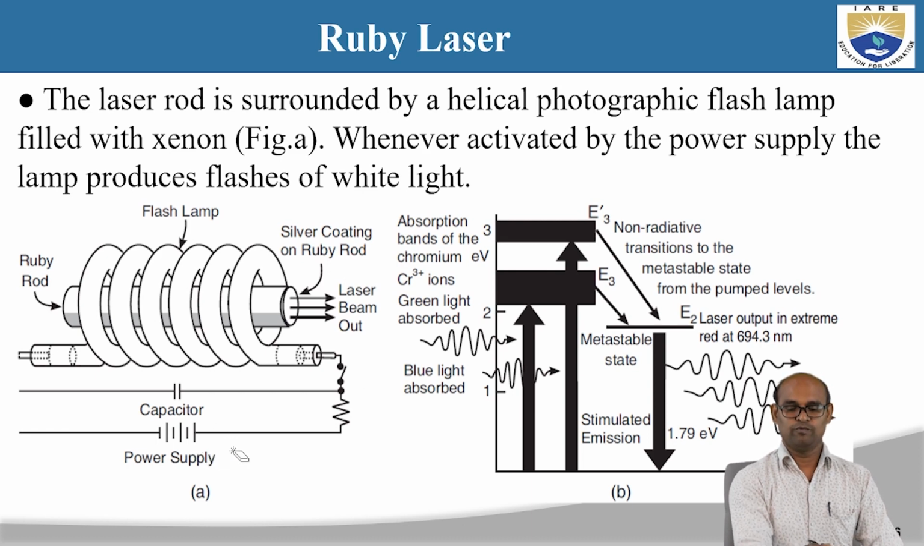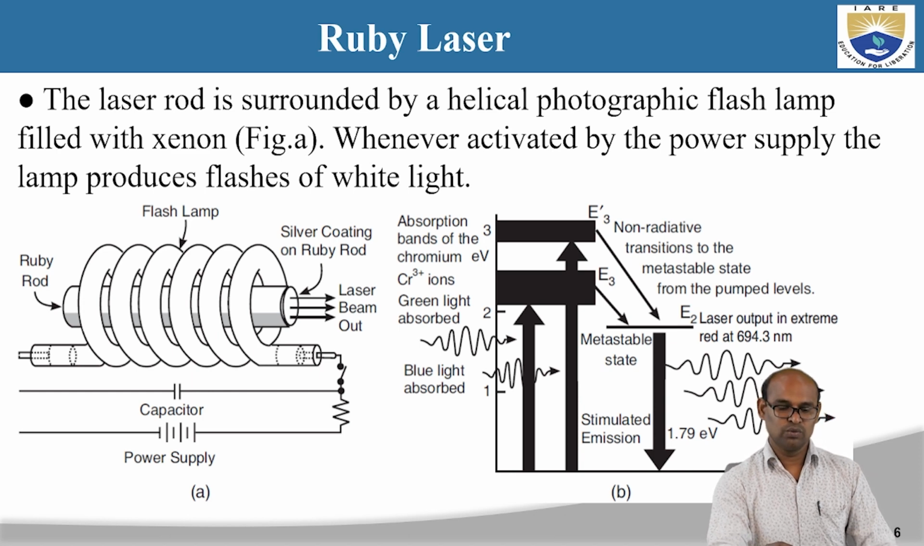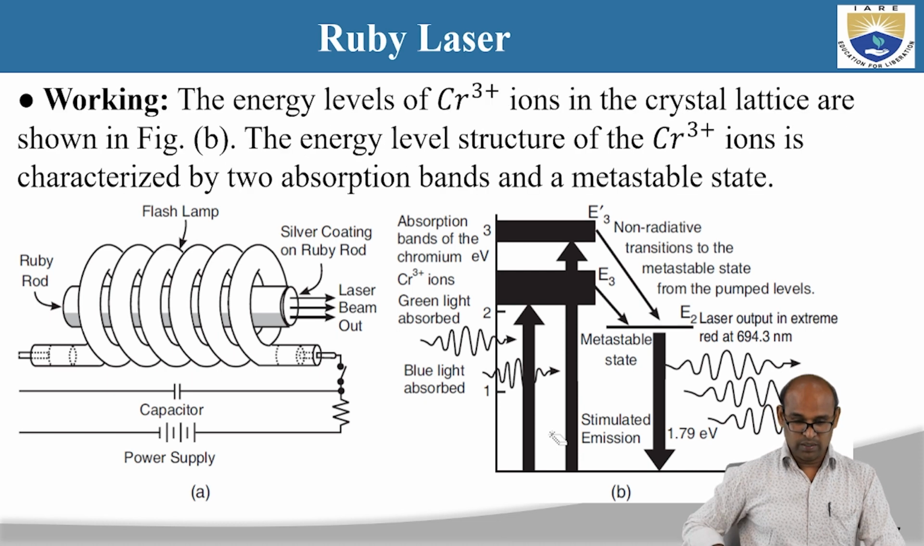So this is the energy level structure of the chromium atom. The chromium atom has ground state E1, E2 is a metastable state, and E3 and E3 prime are normal excited states. So that is the construction.